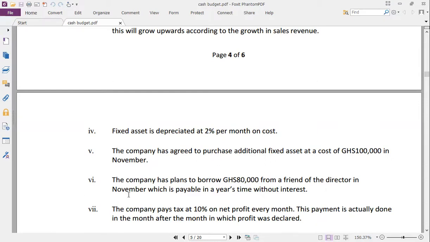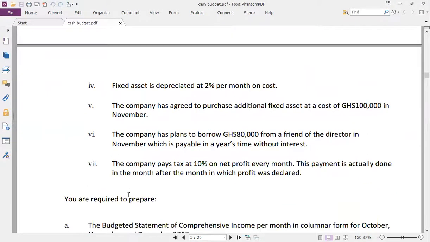Then, note 6. The company plans to borrow 80,000 from a friend of the director in November, which is payable in a year's time without interest. So just a receipt. You add it to your receipts and you treat it as what? A liability, non-current liability in November. You are done.